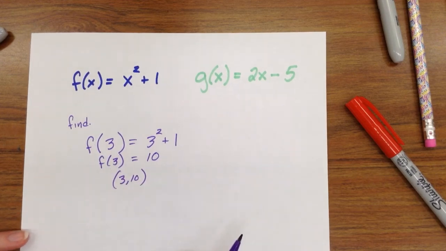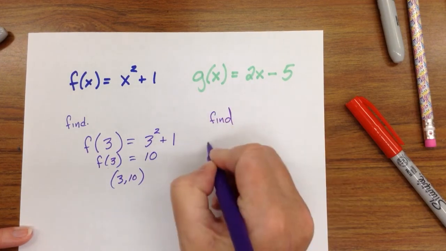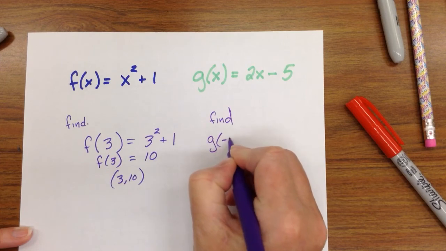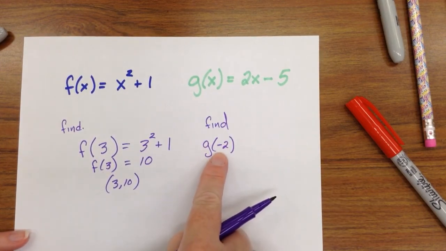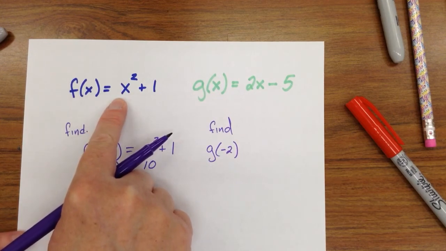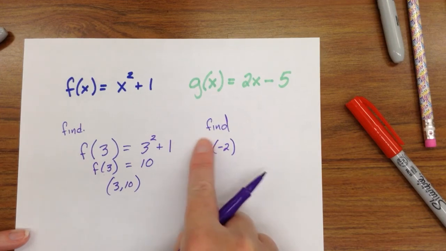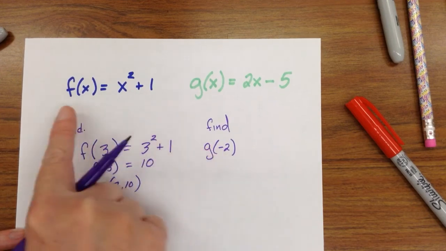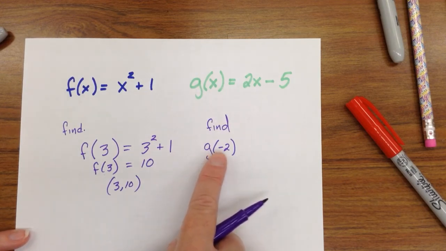Hey, here's another fine question. What if I ask you to find g of negative 2? Now look at it. Am I going to fill negative 2 into this? No, don't be silly. It says use the g function. That's why we write this here, so that if I have more than one function, I know where I'm going to fill things in. It says go to the g function and turn the x's into negative 2.